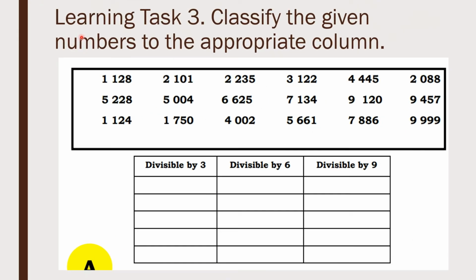Let us proceed to learning task 3. Classify the given numbers to the appropriate column. So you are going to identify whether the number is divisible by 3, 6, or 9 and write it on the respective column. If the number is divisible by both 3 and 6, you are going to write it on the column of 3 and the column of 6. Again, you can pause the video and answer the learning task on your own. Then, resume the video to find out if your answers are correct.